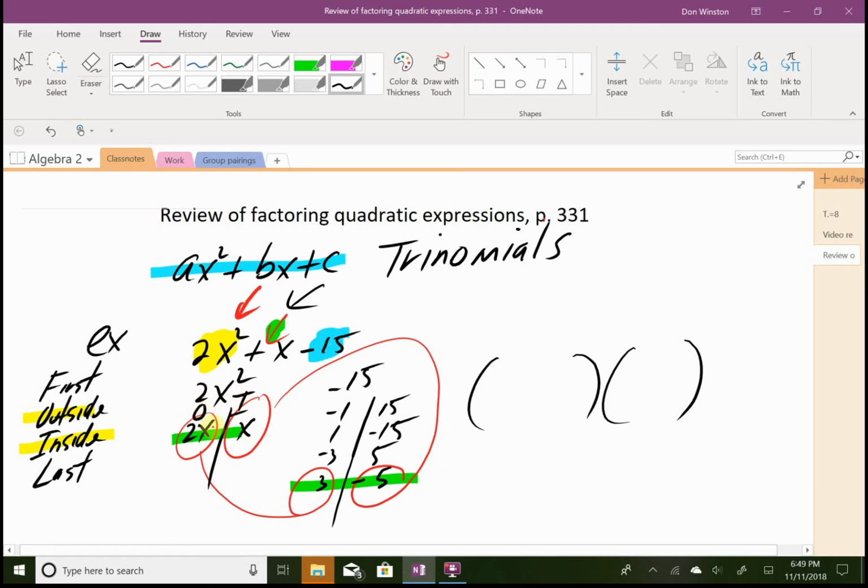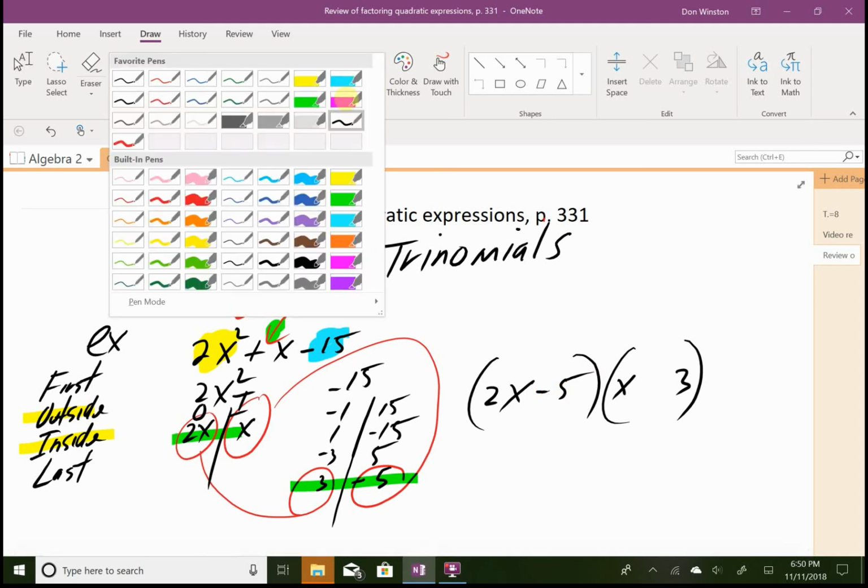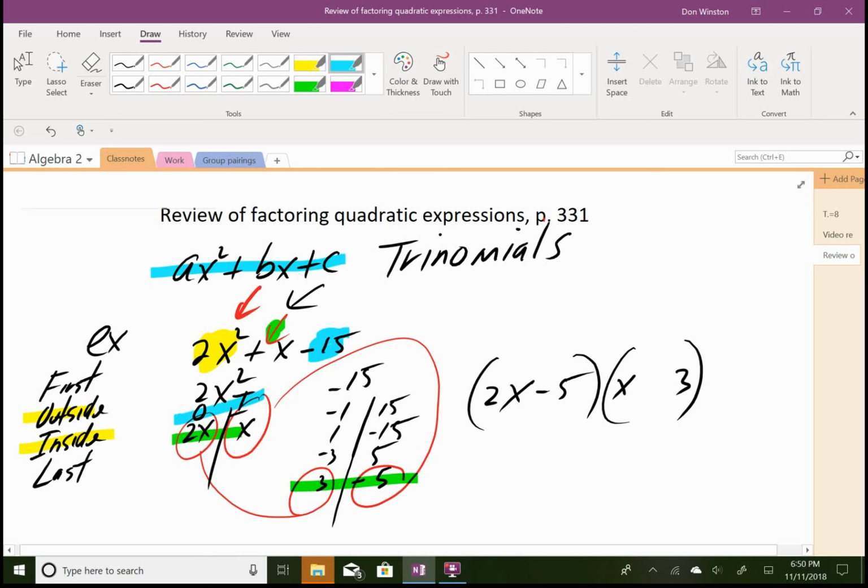Out and in. So I have to take 2x outside and multiply by 3, and then the inside is x, and I have to multiply that by negative 5. That's what it shows. Again, that's why I said keep in mind that this is out in, outside, inside.